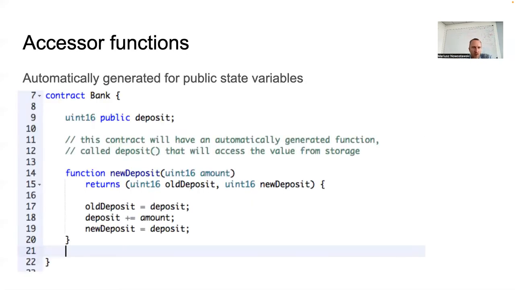We have some accessor functions. So if I have a public state deposit, there will be a new function which is called deposit, and anybody can call it and read the value of that variable. So this contract will have an automatically generated function called deposit that will access the value from the storage.